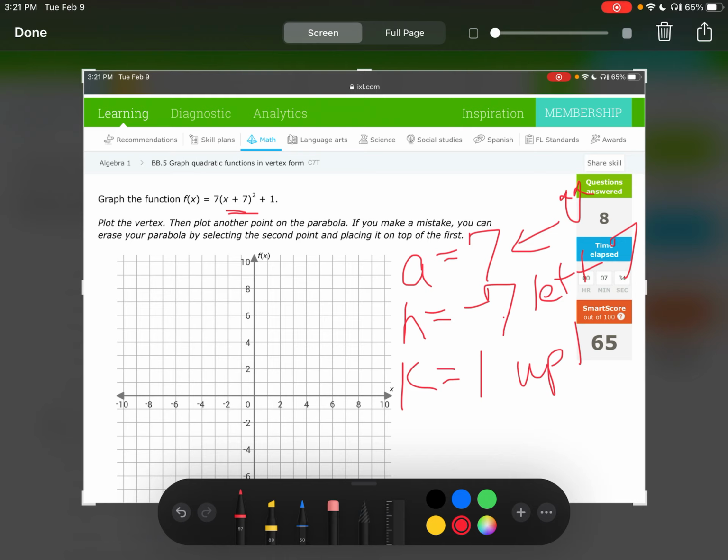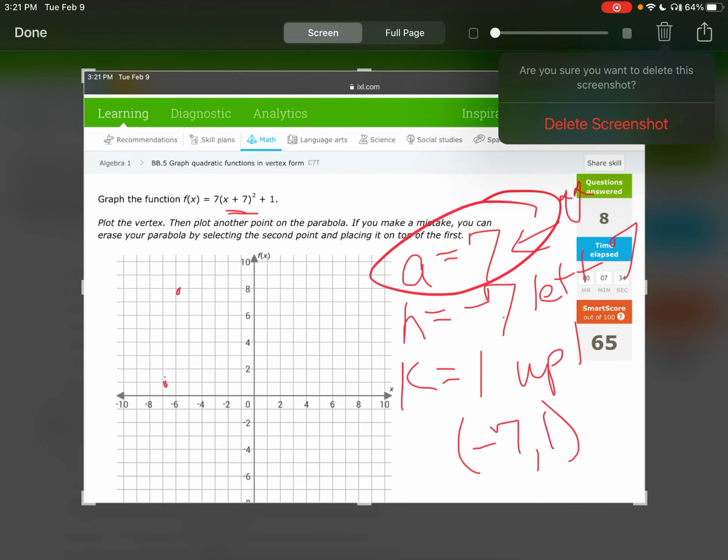So my vertex is going to be moved from 0, 0. I'm going to go to the left 7 and up 1. So my vertex is going to be -7, 1. Then I'm going to step to the right and count up 7, which will be right there.